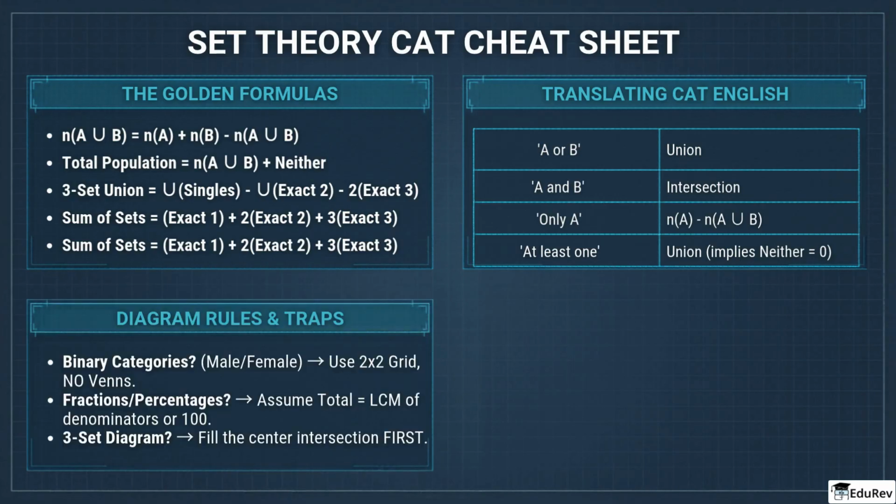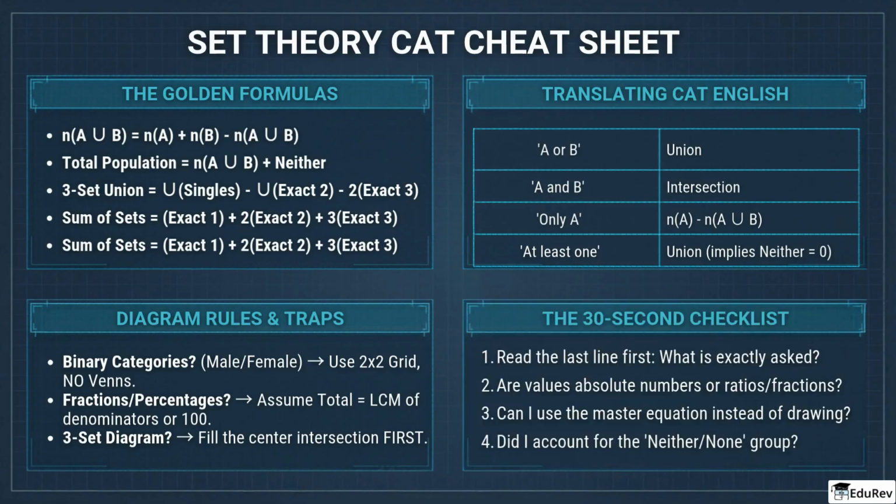Then keep the diagram rules in mind. Binary categories belong in a 2 by 2 grid, not a Venn. Fractions and percentages should be normalized to an easy base. And in 3 set problems, the center should be fixed before the outer regions. Finish every question with the checklist. Identify what is asked. Check whether the data is absolute or relative. Decide whether a formula beats drawing. And confirm whether the none group has been handled. Follow that sequence and you are exam ready.